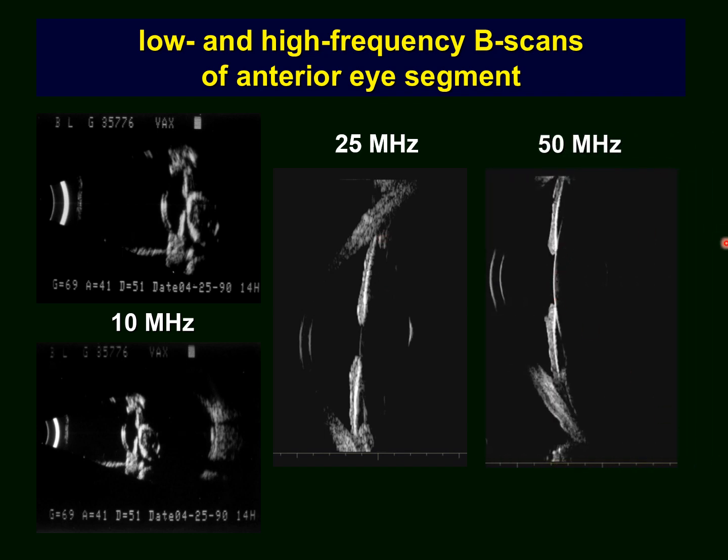50 MHz has an even better resolution, but also more sound absorption. In this case, we just barely recognize the posterior lens surface, but in most cases, when we use 50 MHz UBM B-scan, the posterior lens surface cannot be seen.